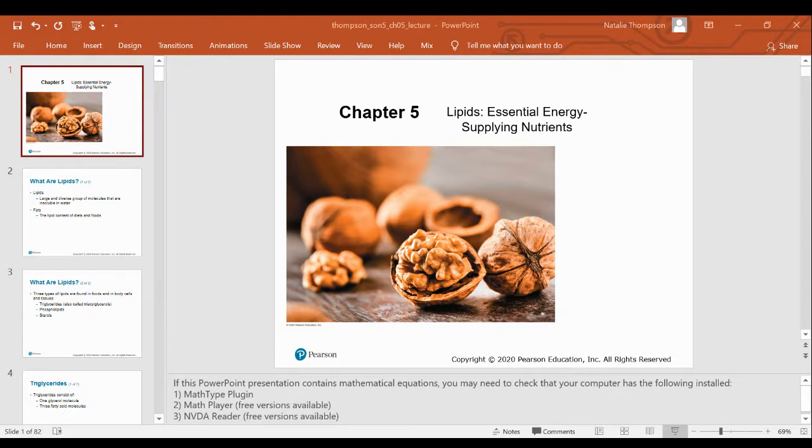So when we give names to different triglycerides, because there isn't just one type of triglyceride, there are many different types of triglycerides, many of which you've probably heard the names of before, like saturated fats and unsaturated fats. These are different types of triglycerides, basically. So the name is based on the fatty acids themselves.